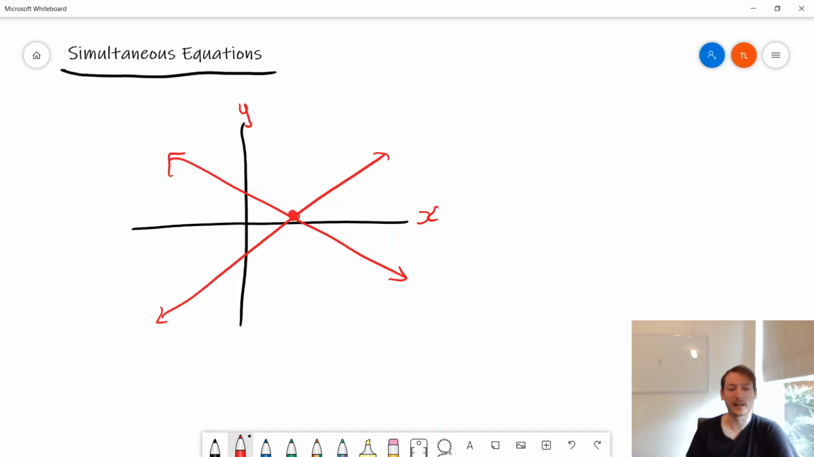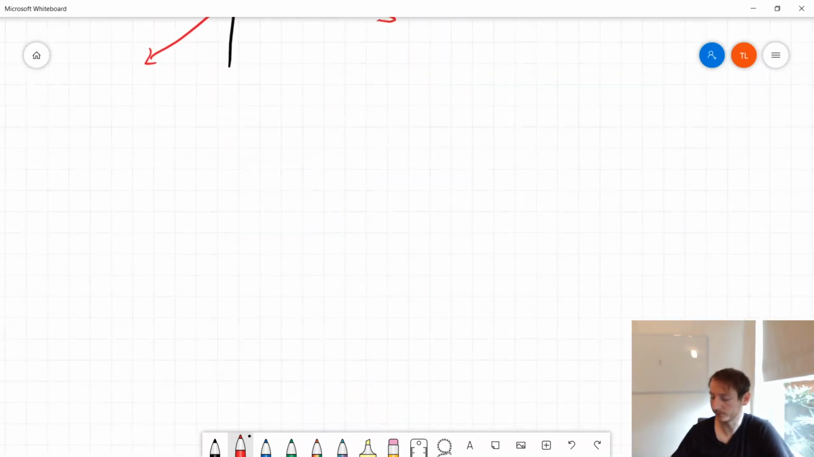Whatever point it is that they intersect, let's say that is x equals 6, y equals 1. Then that is the solution for these two simultaneous equations. Now you can do it graphically if you would like. You can draw both lines on the Cartesian plane and see where they intersect, and that is a valid method of solution. Today though, we're going to be looking at the substitution method.